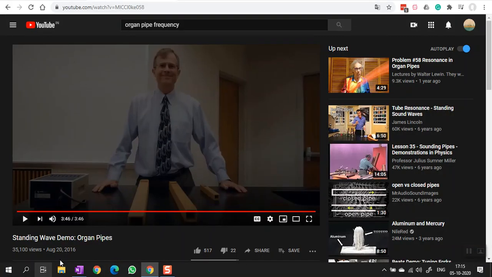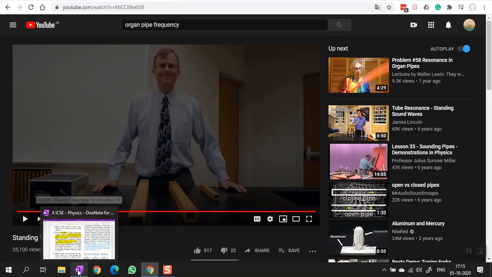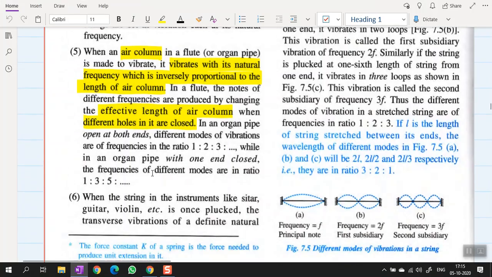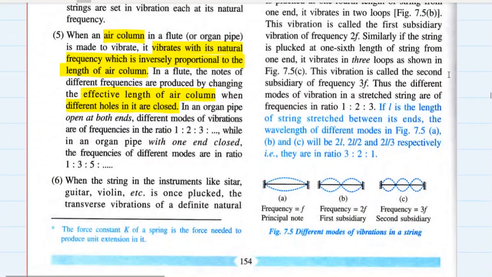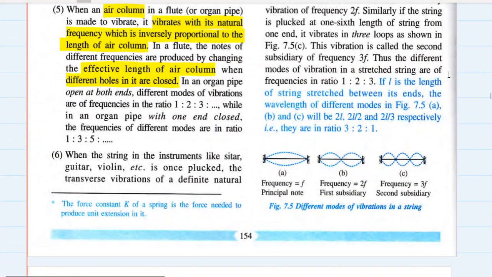Nice. Very nice video, right? Very informative. So that is some knowledge you can take regarding the frequency of sound produced, the length of the air column, and the natural frequencies which are produced with a certain length.